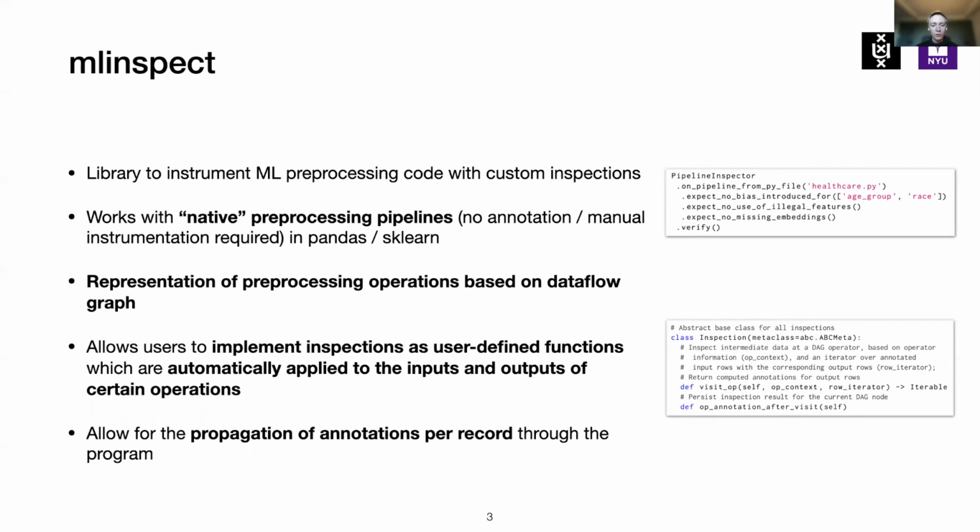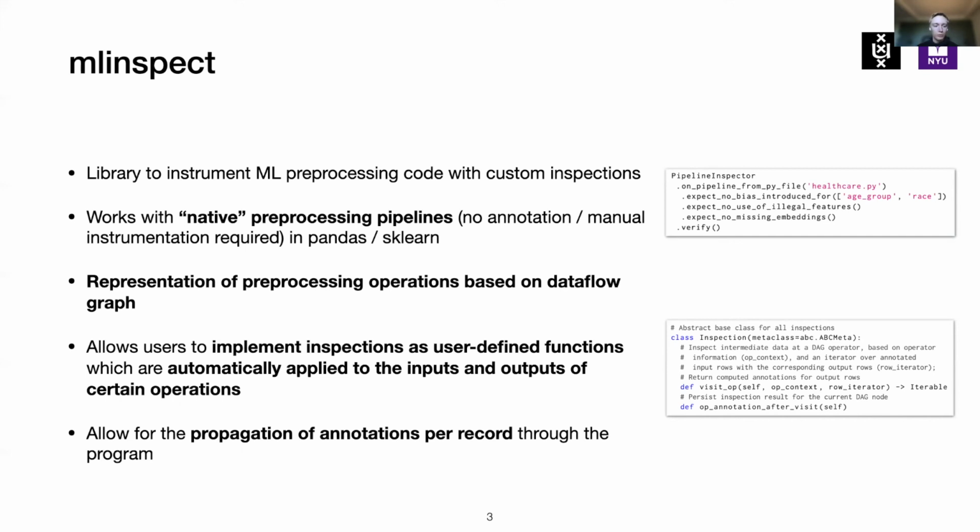Inspections get a local view of the current operator and work using these two functions you can see in the interface here. The first one is for inspecting input-output pairs, and the second one is for annotating the DAG node with some result. For inspecting input-output pairs, inspections get information like the kind of the current operator and also an iterator over annotated input-output pairs. They then return an iterator with annotations for the output row. After processing all data flowing through the operator, the second function is used, and the inspections can annotate the DAG node with something. For example, our inspection that we use to detect distribution changes annotates the DAG nodes with histograms of protected groups.